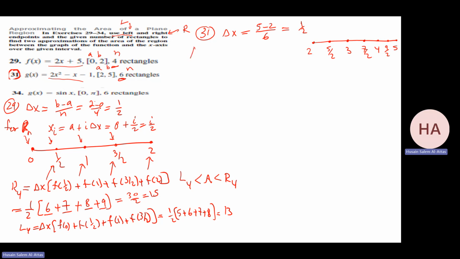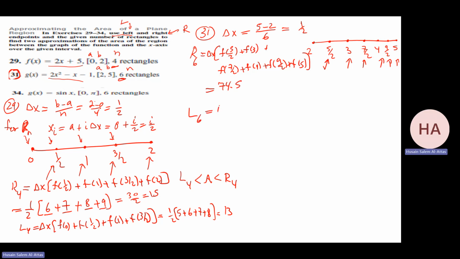So I need now R6. I have delta x times f of 5 over 2, plus f of 3, plus f of 7 over 2, plus f of 4, plus f of 9 over 2, plus f of 5. If we do the calculation, I don't think I will waste my time. It will be 74.5.